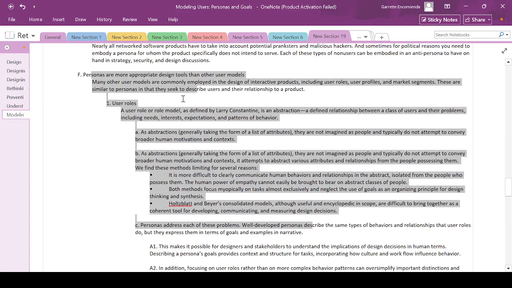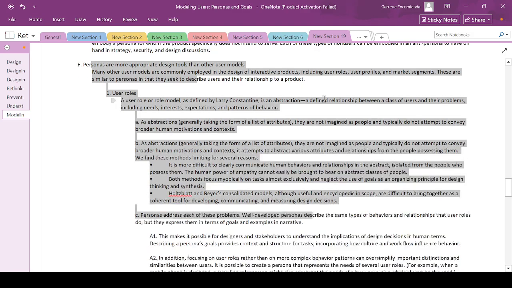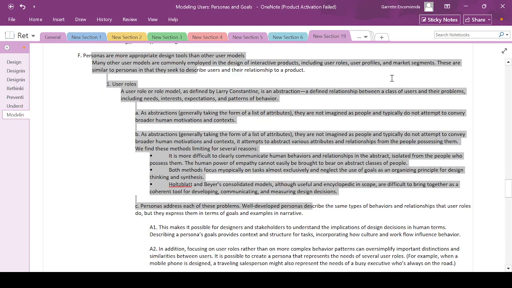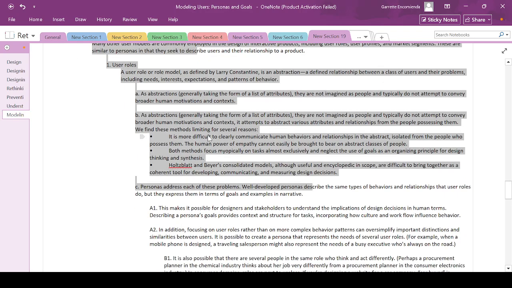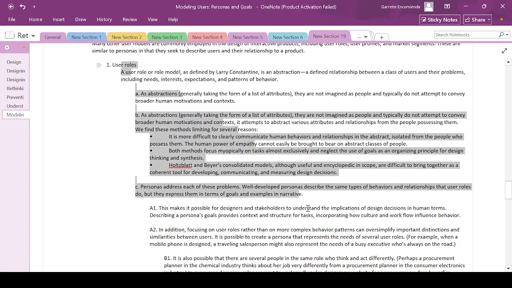Many other user models are commonly employed in the design of interactive products, including user roles, user profiles, and market segments. These are similar to personas in that they seek to describe users and their relationship to a product. User roles. A user role or model, as identified by Larry, is an abstraction, a defined relationship between a class of users and their problems, including needs, interests, expectations, and patterns of behavior. An abstraction generally takes the form of a list of attributes. They are not imagined as people and typically do not attempt to convey broader human motivations and context.